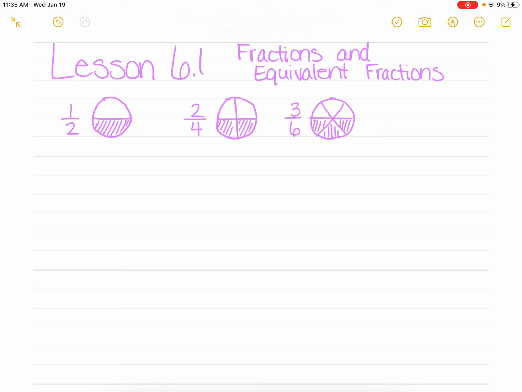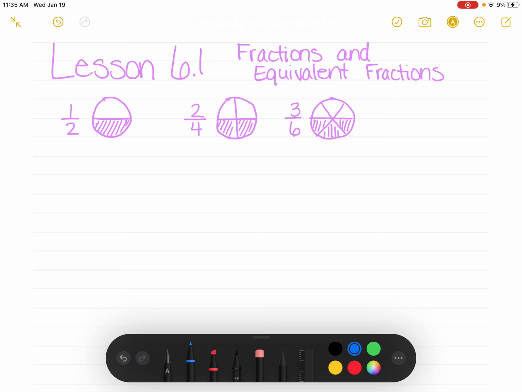Now, if you look at these pictures, you will see that if you kind of step back and look at them, they are equal parts, right? They all are shaded the same way. They all have pretty much half of the circle shaded, but these other ones, the last two, we just divided up the circle differently. So we got 2/4 and 3/6, but those are all equal to 1/2. So I have 1/2 is equal to 2/4, and it's also equal to 3/6.